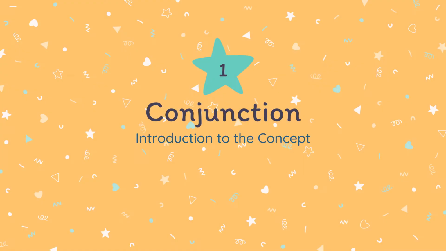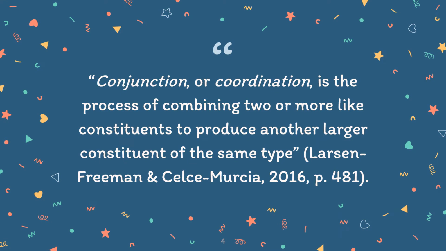To start the conjunction, here is an introduction to this concept. This is a quote from the textbook. Conjunction or coordination is the process of combining two or more like constituents to produce another larger constituent of the same type. And so a conjunction is basically conjoining together two like constituents.